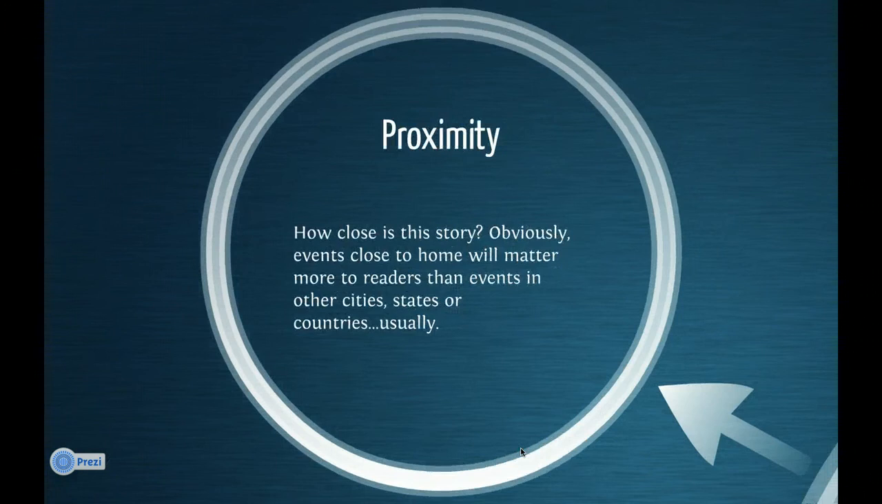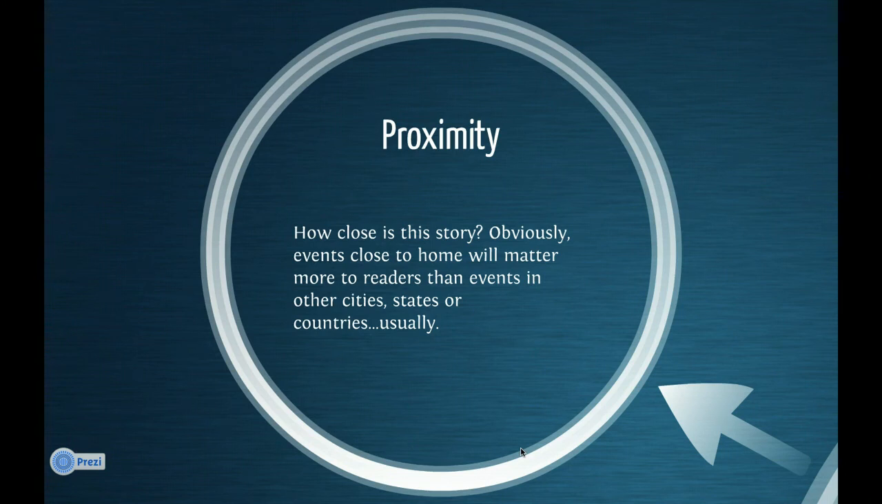Next is proximity. How close is the story physically to the community in which the paper is coming out or the story is being told? Obviously, events closer to home will matter more to readers than events in other cities, states, or countries. Sometimes international news stories, for example, what's taking place in Syria right now with their civil war and U.S. involvement, may actually override this proximity. Primarily, we're looking at how does it impact us.